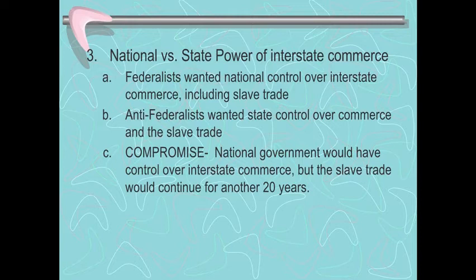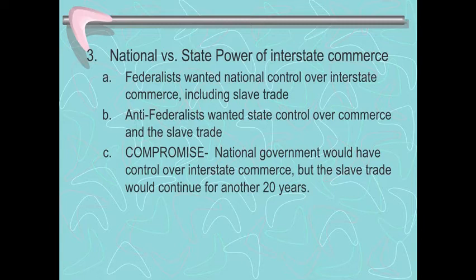The Anti-Federalists, on the other hand, wanted state control over commerce and the slave trade. The Anti-Federalists were very anti-national government and very pro state control over commerce. So they also wanted the states to have control over the slave trade as well.